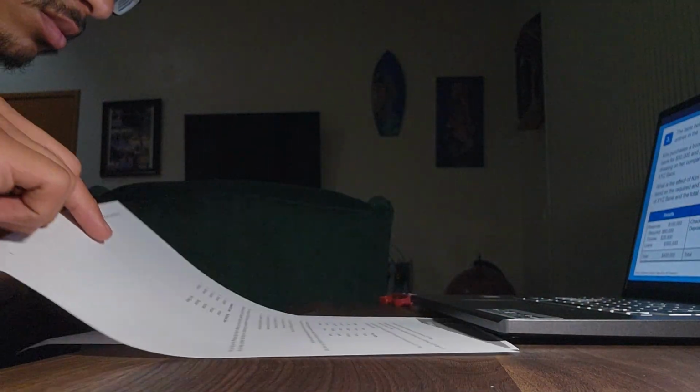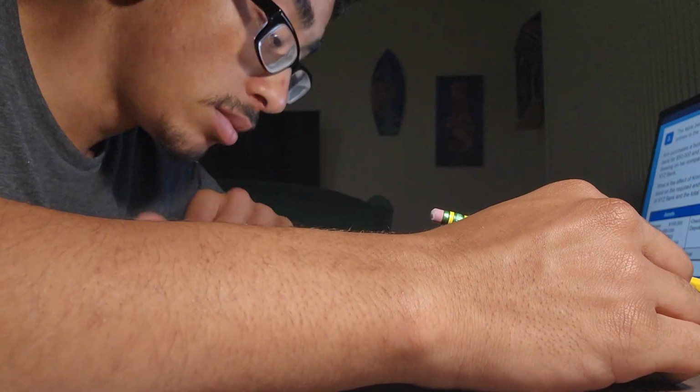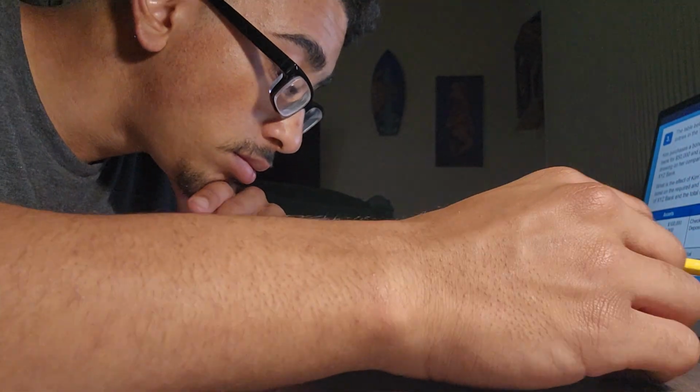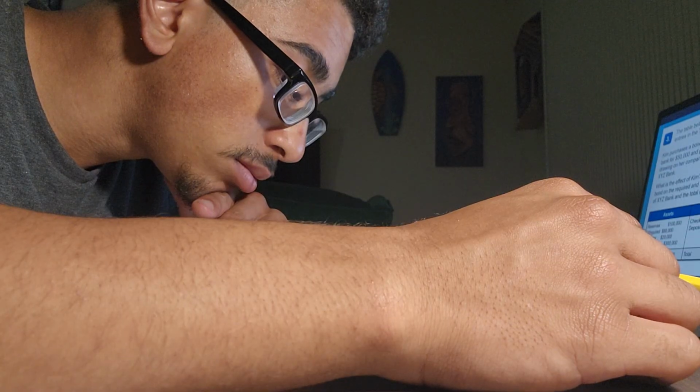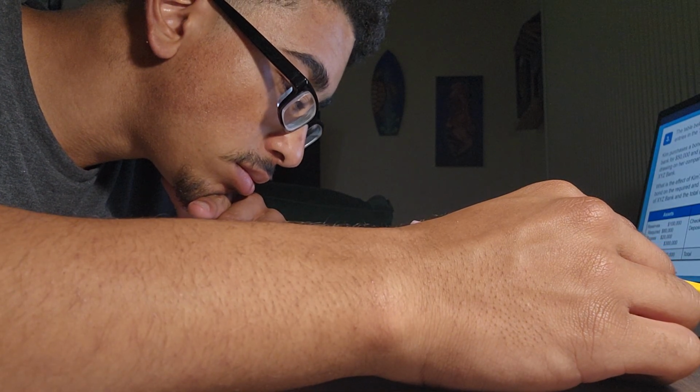There's the T account for us. You knew it was coming. We're going to have a T account. So, the table below shows the current entries in the T account of XYZ Bank. Kim purchases a bond issued by the central bank for $50,000 and pays for the bond by drawing on her company's account at XYZ Bank.